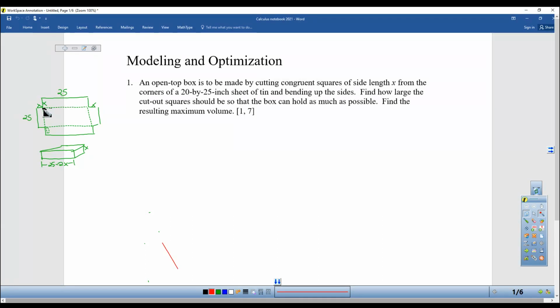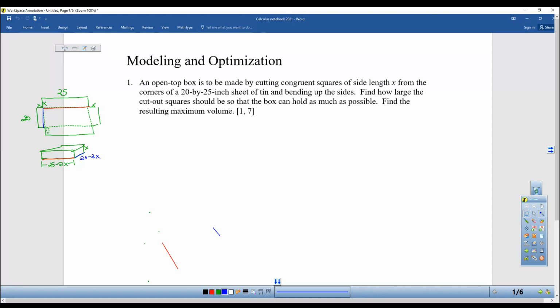So I'll put it in red for you. This distance right here is 25 minus 2X. And then going along the other direction, that used to be 20. I wrote 25, but that used to be 20, and now it's just going to be 20 minus the 2 x's that you cut out. So when you fold this little section up here, it's lost those 2 x's.